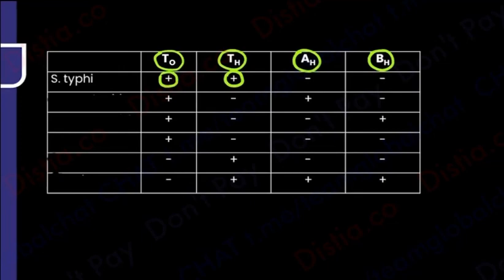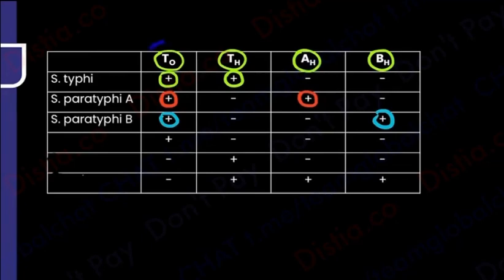Let's look at the next. Over here, the O antigen reaction has come, so it is typhoid. But the H antigen has come for paratyphi A. This means which strain is this? This is paratyphi A. Next, the O antigen reaction has come, typhoid, but this time the flagellar antigen for paratyphi B has come. So the answer is paratyphi B. So I realized the O antigen will come in all because it's common. Whereas the flagellar antigen that comes will give me the diagnosis on whether it is typhi, paratyphi A or paratyphi B.